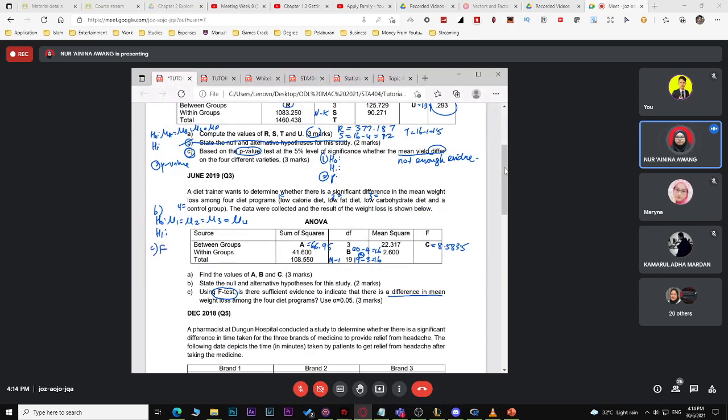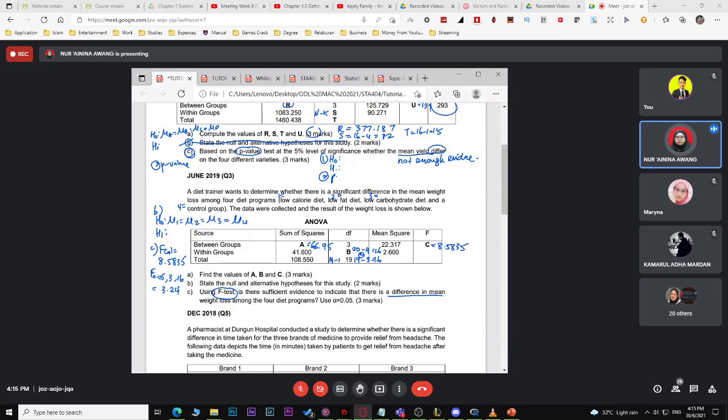And then for C, you just start from F calculated. No need to write back your hypothesis. So this is the value. And then for your critical value, since the question asks you to use alpha 0.05, this is the value for your V1, and this is the value for your V2. When you refer to the statistical table, the value is 3.24. And then you compare this value with this value. Since your F calculated is more than your critical value, you will reject your H null.